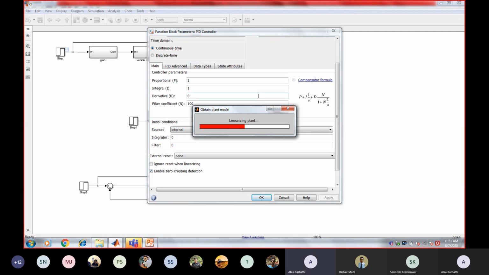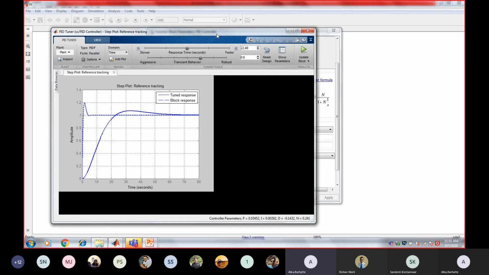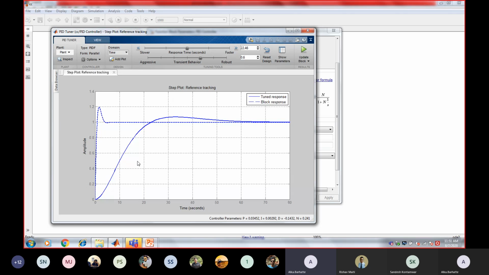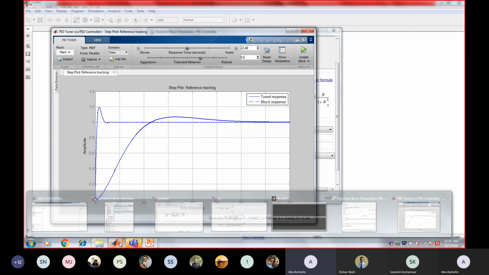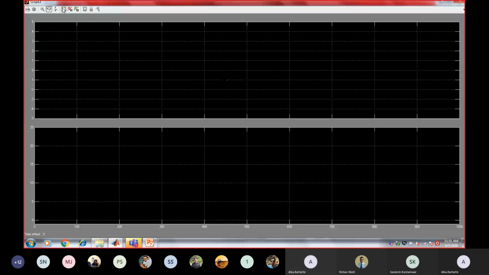Okay, so it will take some time. Directly it is giving us the required time response. See, this one is giving us the tuned response, and this was the block response, but we were not able to see this block response initially. I'll check this. Okay, now we are tuning.